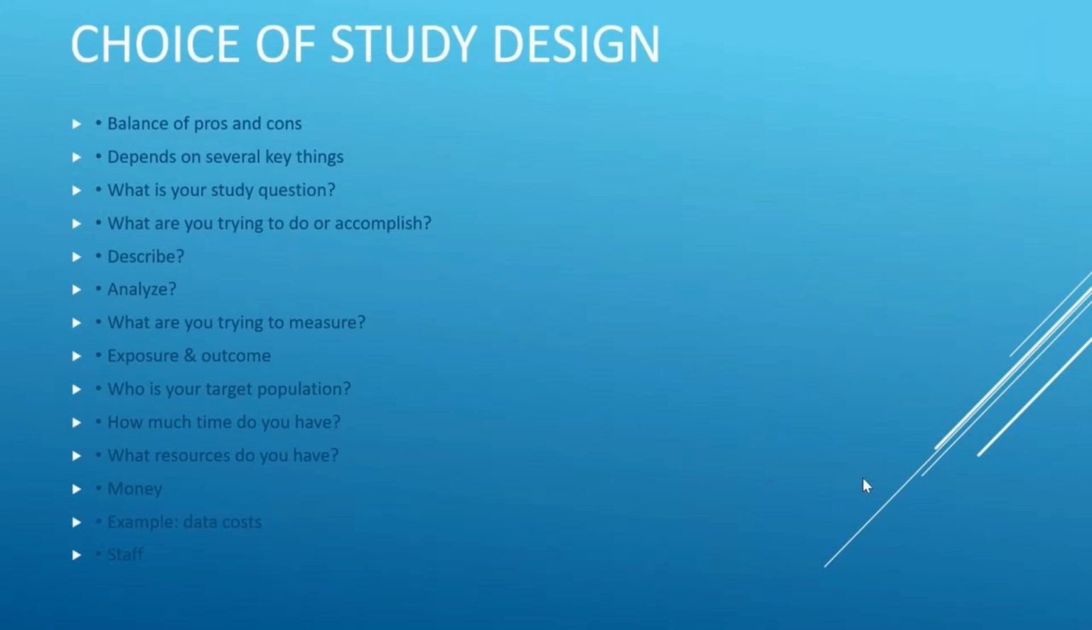So are you going to describe something, like you are writing a review article, or are you going to analyze data, like you are doing a research article or writing your thesis? So the choice will depend on what your intention is. Are you just going to describe something, or are you going to analyze something? Then, what are you trying to measure? Exactly what is that thing?